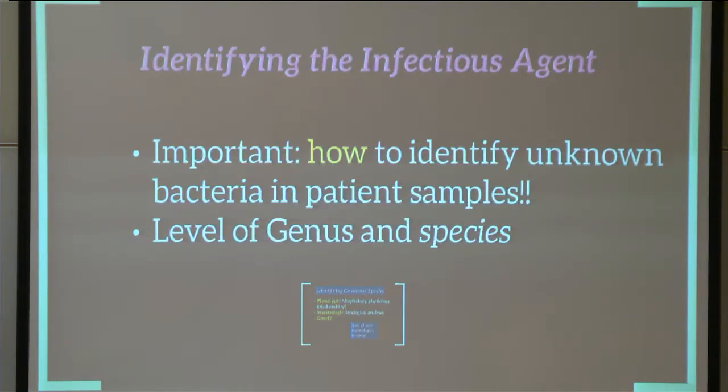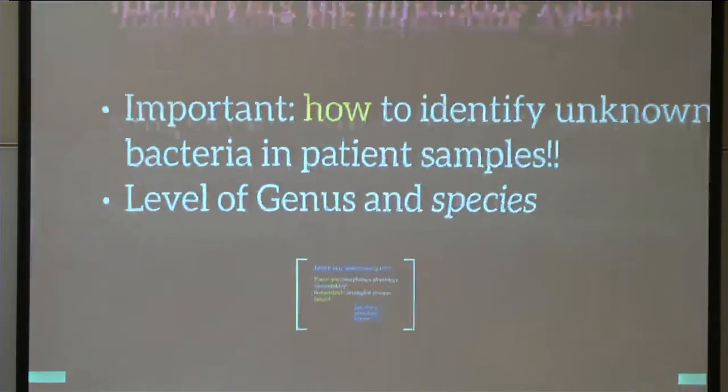Really, what you ideally want to do is pinpoint it down to the level of genus and species. Yes, knowing it's a staph infection is beneficial, but knowing what type of staph is even more beneficial. So is it a Staphylococcus aureus infection, or is it a Staphylococcus saprophyticus infection? Like, what type of staph is it? That is absolutely ideal, getting it all the way down to the level of genus and species. Okay, so we need to know how to properly sample from a patient and then which tests to run. So that's what we're going to talk about today.